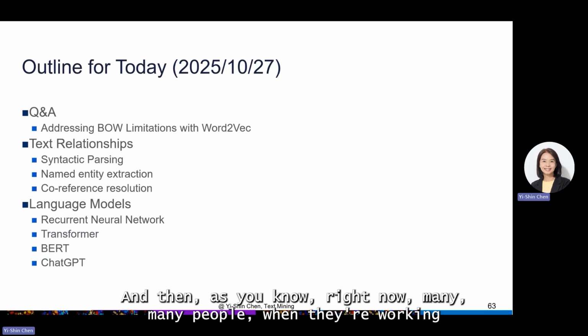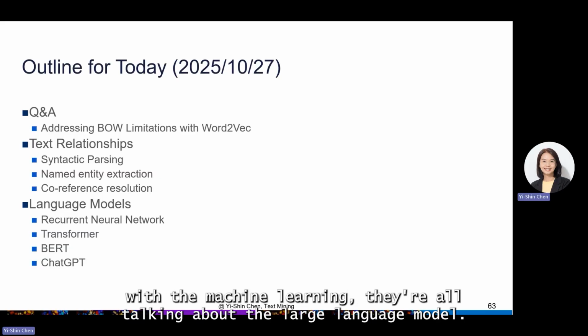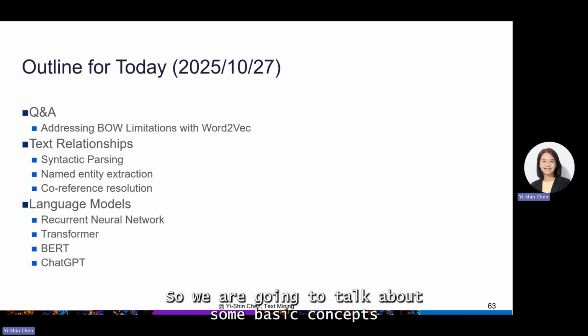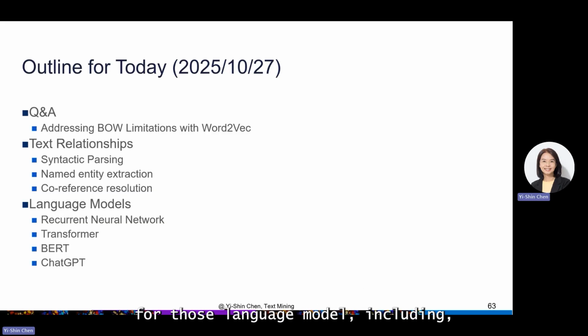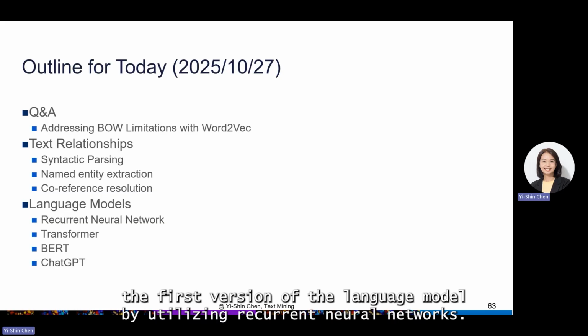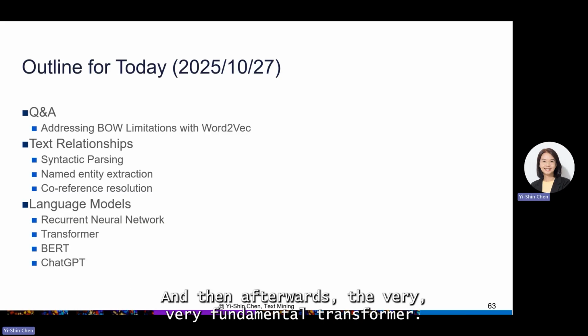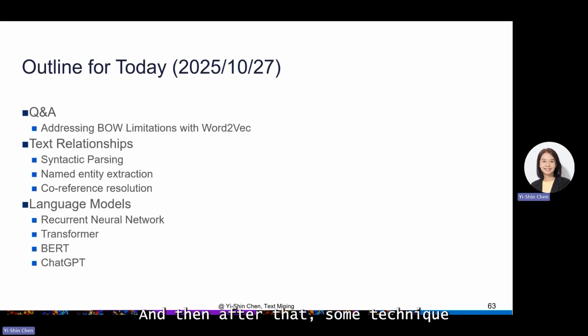As you know, right now, many people working with machine learning are all talking about the large language model. So we are going to talk about some basic concepts for those language models, including the first version of the language model utilizing recurrent neural networks, and then afterward, the very fundamental transformer. And then after that, some techniques including BERT and ChatGPT.